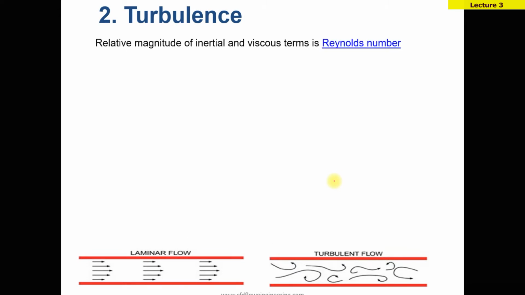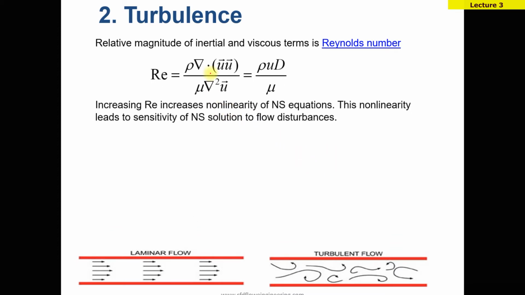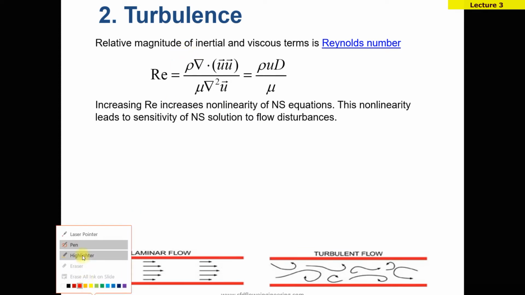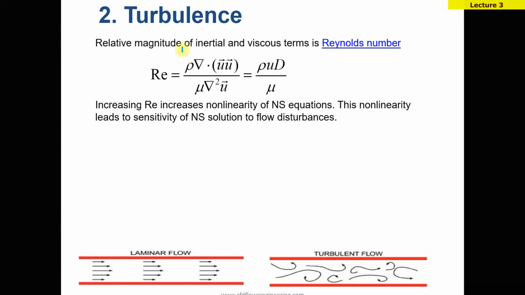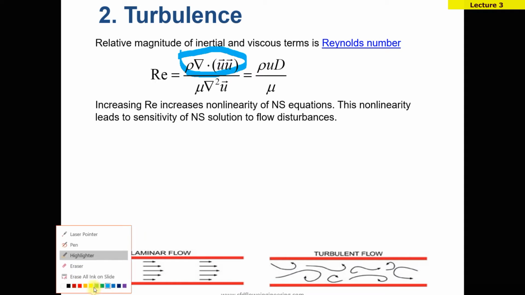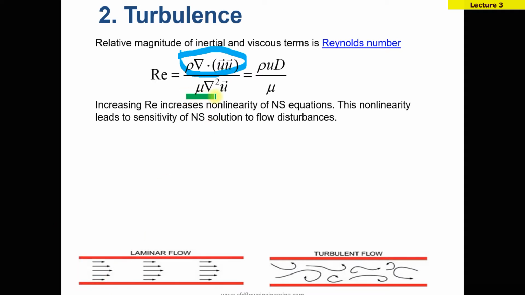Turbulent flow can be decided based on the Reynolds number, which is the ratio of the inertia force to the viscous force. This is called the inertia force, and the denominator we present is the viscous force. The ratio of inertia force to viscous force is called the Reynolds number.